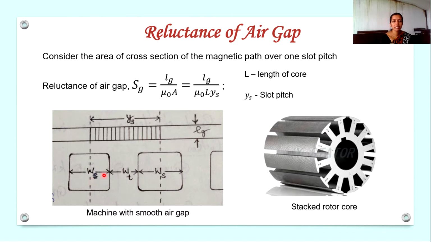So here Ws is the width of the slot and Wt, in between the slots there will be iron portion and it is known as tooth.